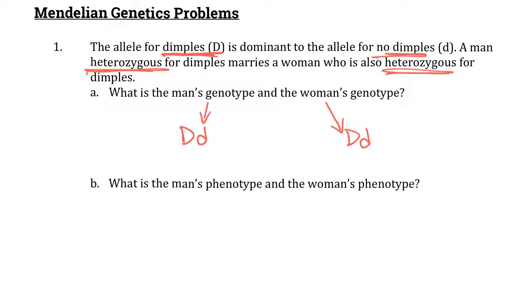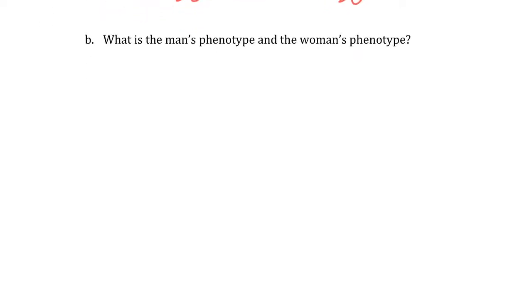So that means that both individuals have a dominant allele for dimples and also a recessive allele for no dimples, because they're both heterozygous. Which just means that if they do have children, it's possible that the children do get passed on the recessive trait, which is no dimples. Okay, so let's go on.